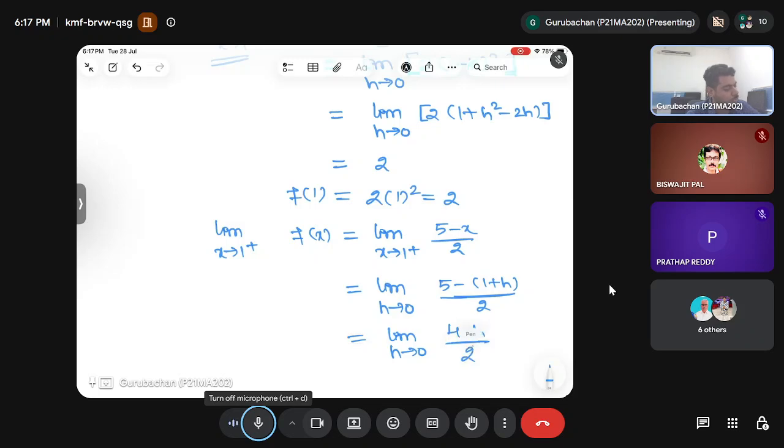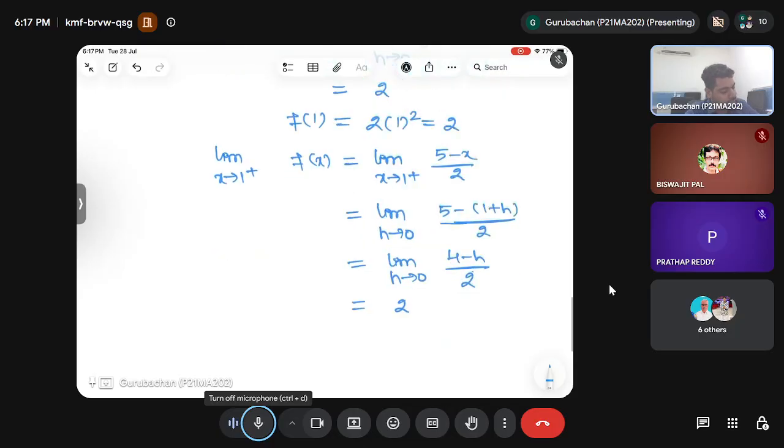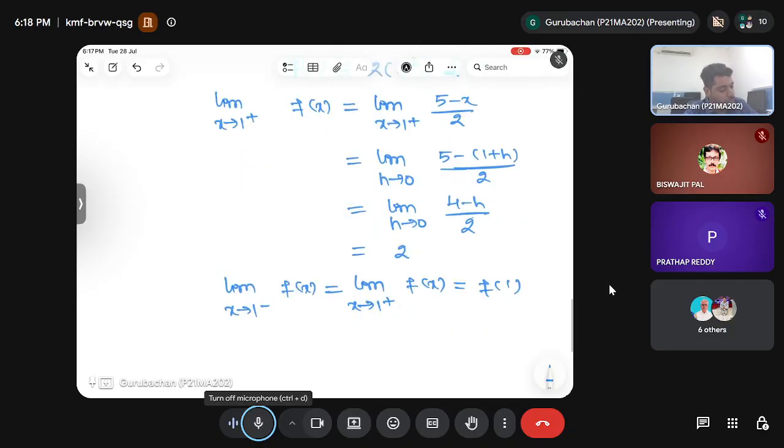So when you substitute h as 0, it will give you the value 2. So you can see that limit x tends to 1 minus f of x is the same as limit x tends to 1 plus f of x, which is the same as f of 1. Therefore, f is continuous on the whole interval 1 to 5. Is it clear to everybody?